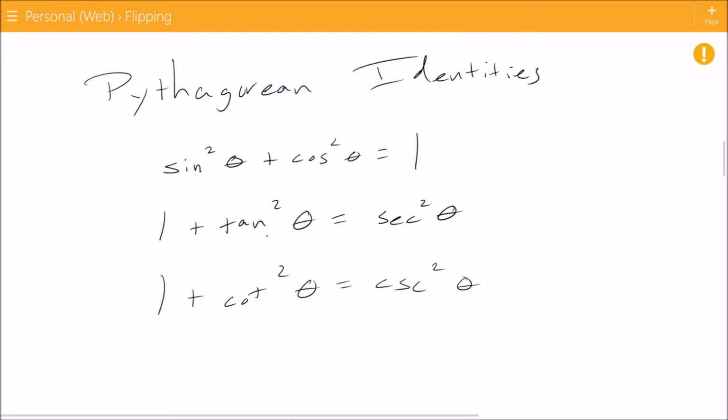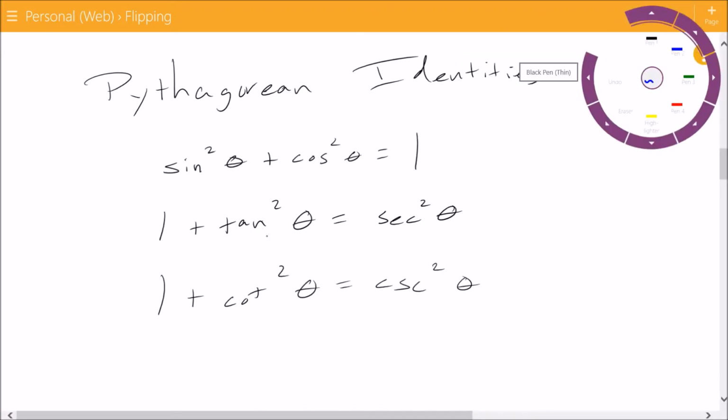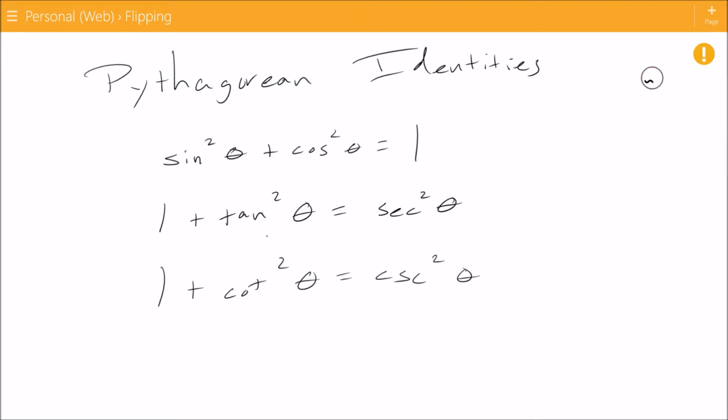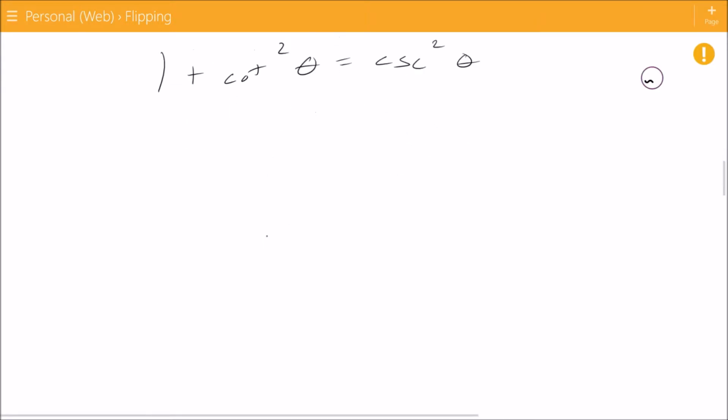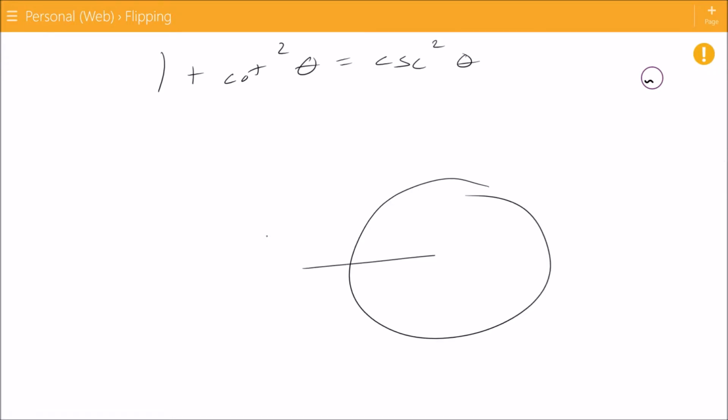Here's a new one. Pythagorean identities. Basically what we're going to do is we're going to prove that sine squared theta plus cosine squared theta equals 1. Let's look at the first one here for starters. And if you think about it, it actually really makes sense. If you have a unit circle, there's my unit circle, I know it's fantastic. Unit circle, and you've got a point right here.